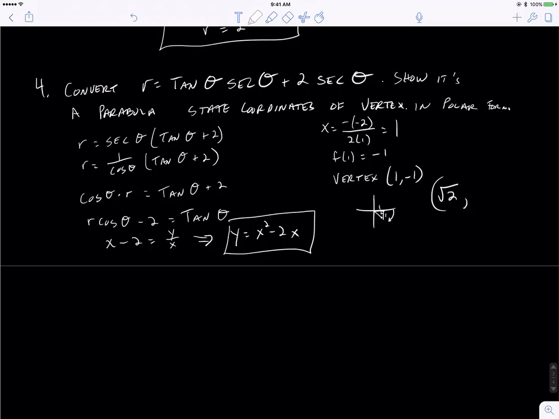So we like to use the positive. So that's going to be a negative pi over 4. So we're going to go 1 pi over 4, 2 pi over 4, 3 pi over 4, 4 pi over 4, 5 pi over 4, 6 pi over 4, 7 pi over 4. That's the vertex in polar coordinates.